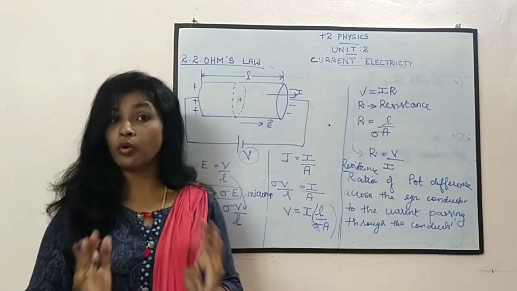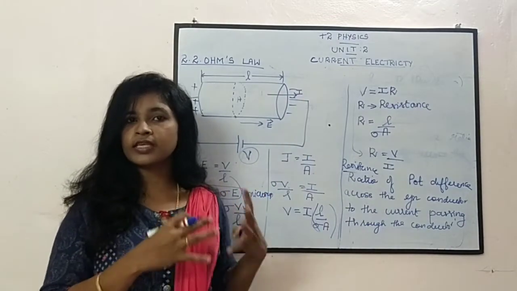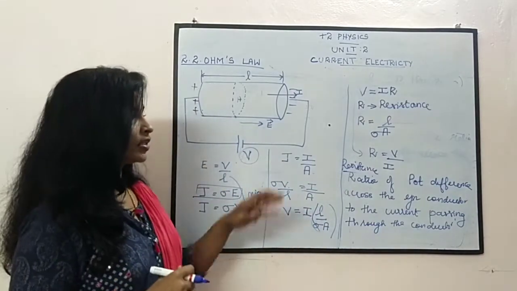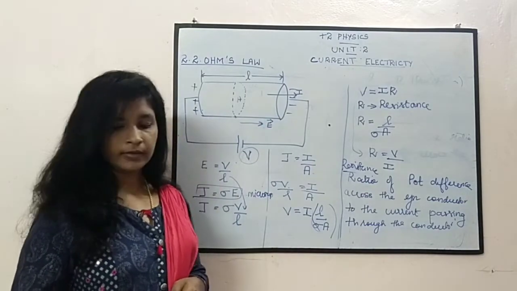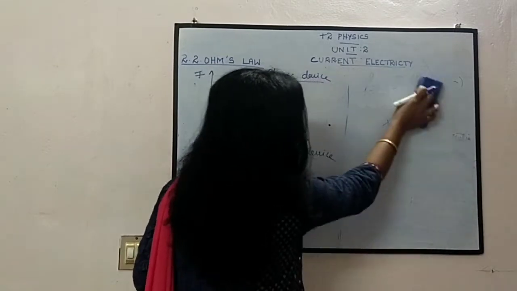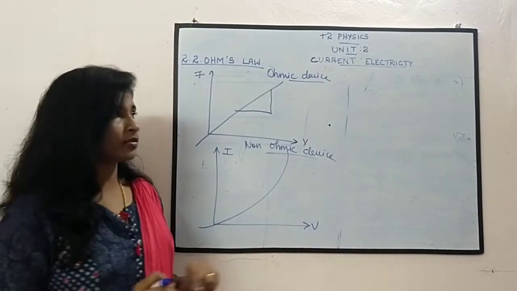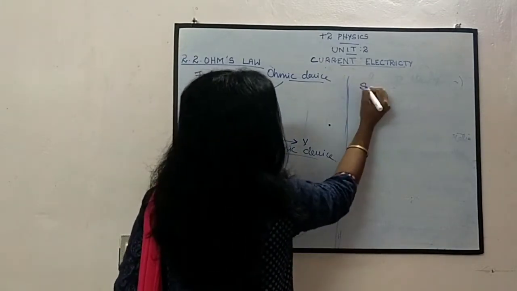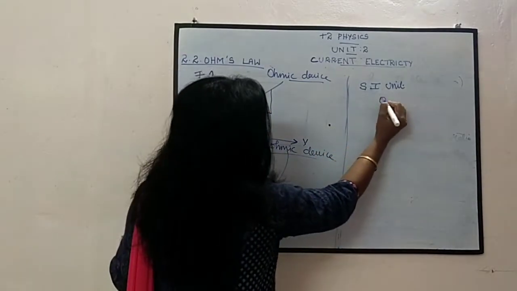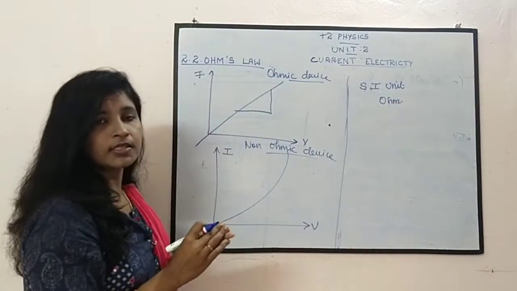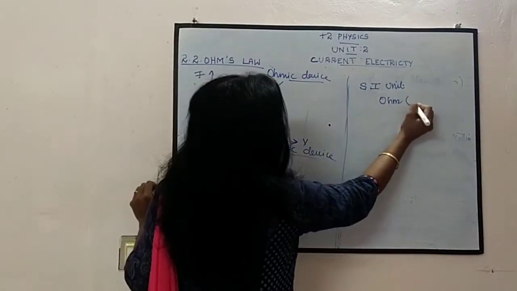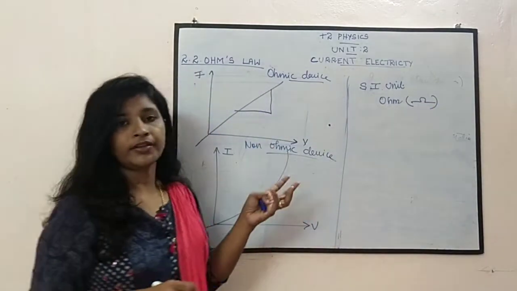We have to thank Ohm for finding this formula, because using this formula all the electrical equipment is analyzed. The next one, the unit of resistance. What is the SI unit of resistance? The SI unit of resistance is ohm. Since it was found by the scientist, we give the unit the name ohm. This is the symbol for the unit of resistance.